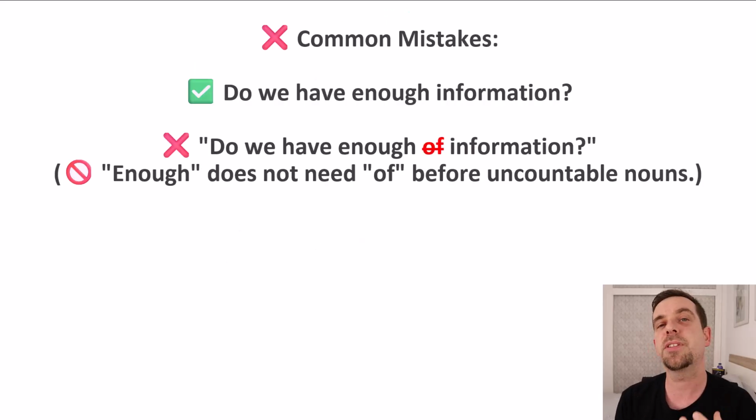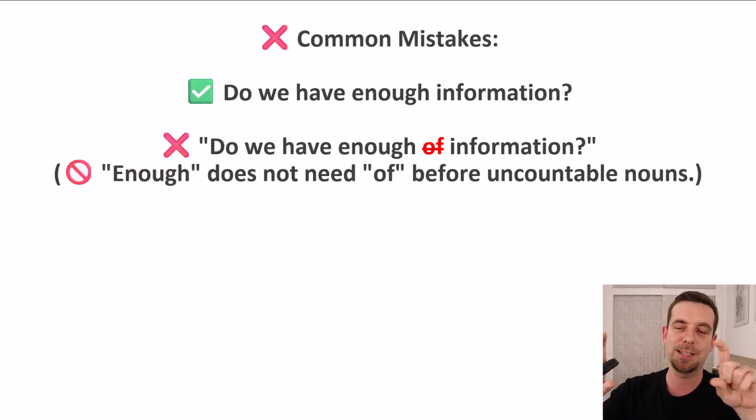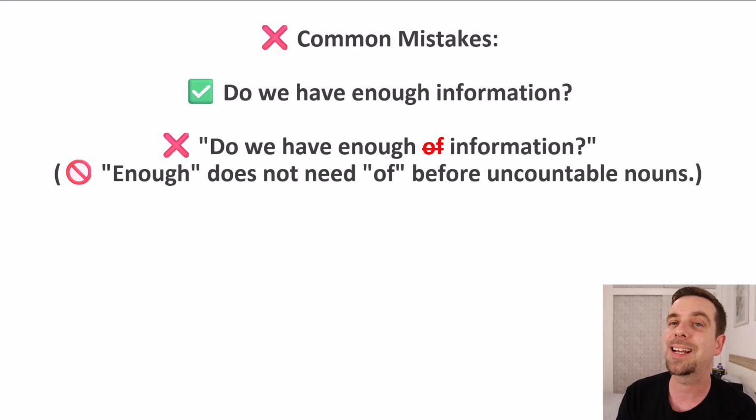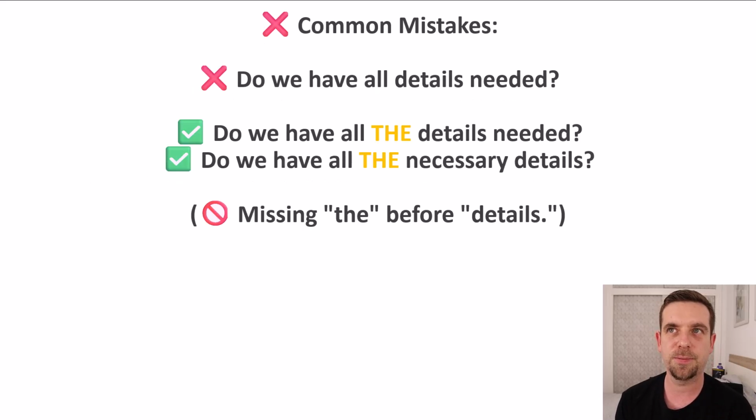So one common mistake that you see with the word enough is sometimes students add the word of, where it's really like, do we have enough information? Because enough information is an uncountable noun, but in English we have countable, uncountable. But in this case, we don't need of, just do we have enough information?